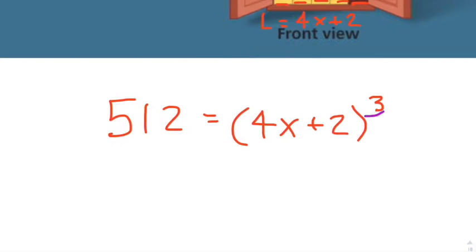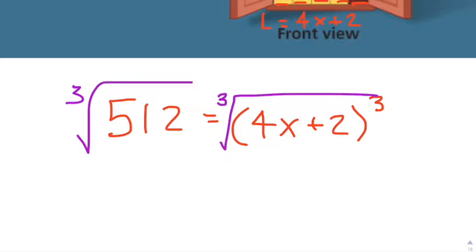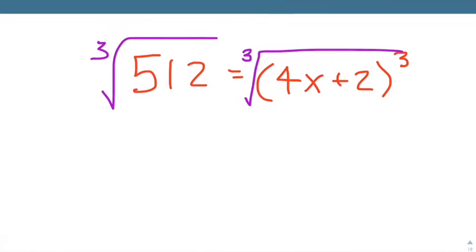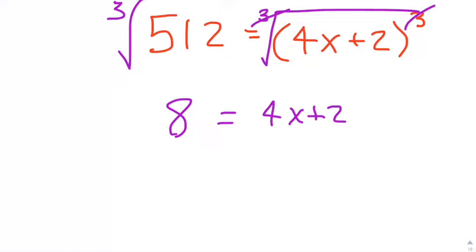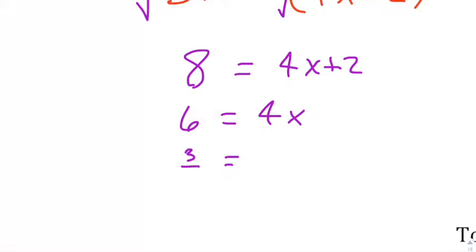Our way around this is to undo this cube. To undo a cube, we do what we call a cube root. We cube root both sides of our equation. The cube root of 512 is 8, and the cube root of the cubed stuff cancels out, leaving just 4x plus 2. From there we can subtract 2, and then divide by 4, which would get us 3/2, which in the word problem I'd just call 1.5.